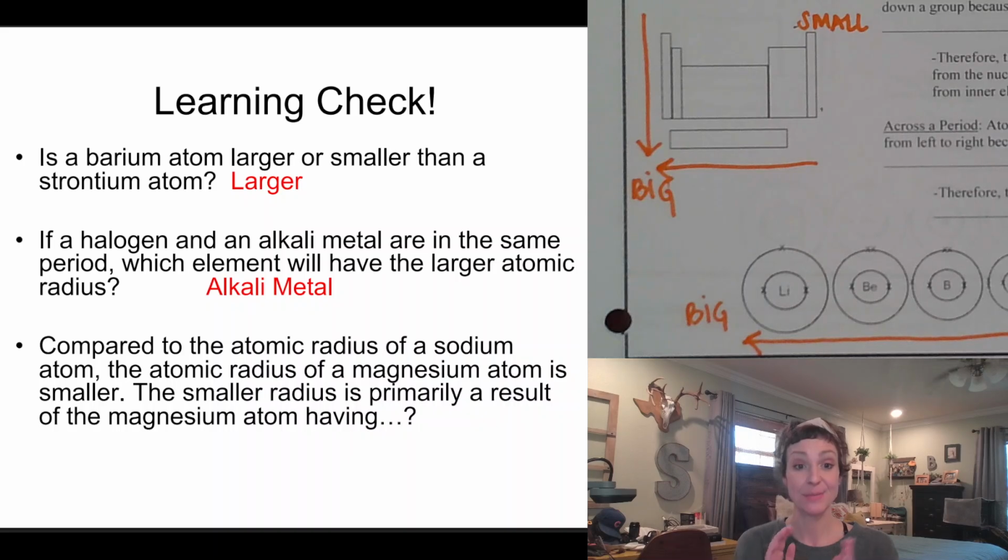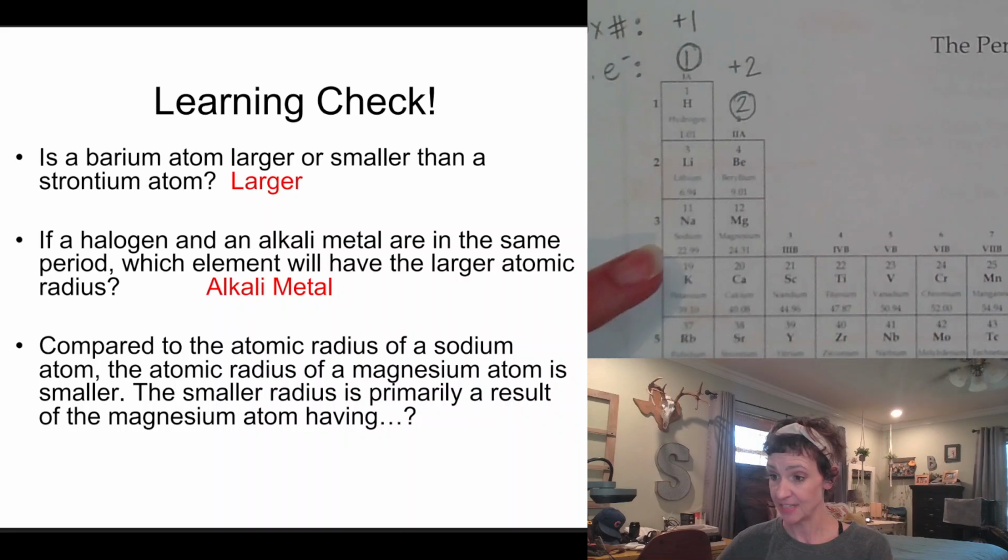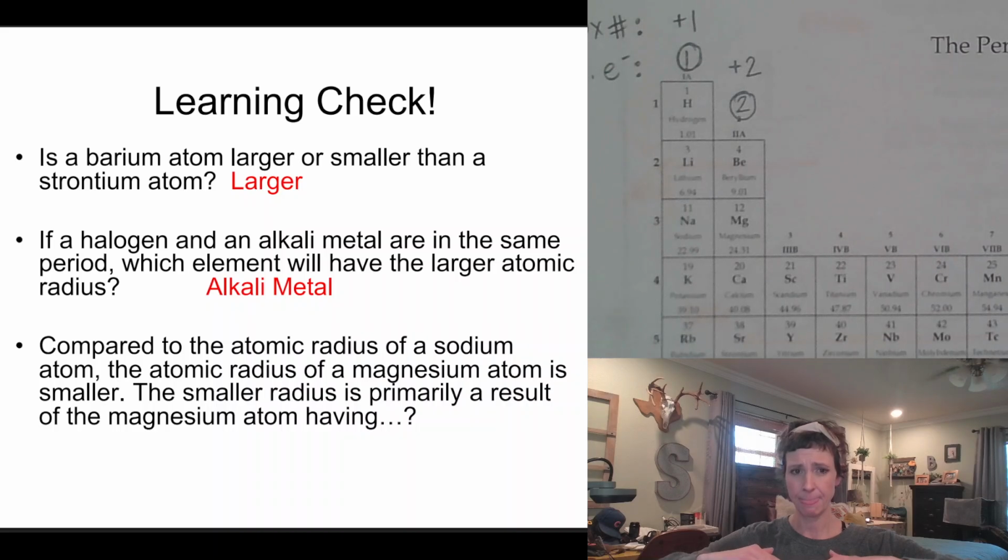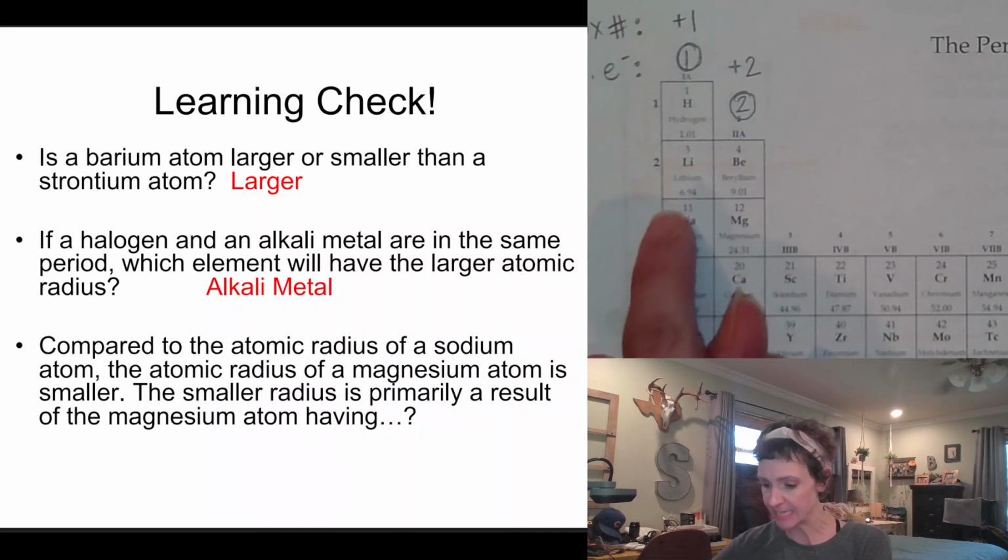And then the last question is, compared to the atomic radius of a sodium atom, the atomic radius of a magnesium atom is smaller. Let's see if that makes sense. Let's find sodium and magnesium. They're right next to each other. We are comparing them. They're in the same period. Okay? So they're telling us that magnesium is smaller than sodium.